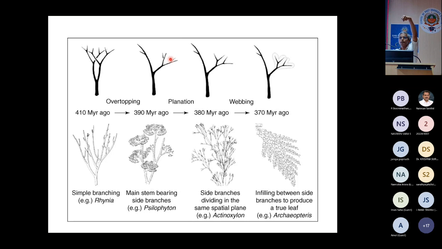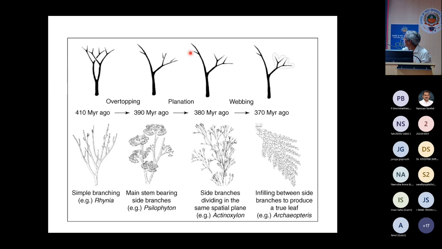Your axillary branch, right? And you know that's true, because when you cut the top, the axillary branch starts coming. This is called overtopping. After the overtopping, what happens is a step called planation. You see these branches? They're in three dimensions, like that. Then all these branches became two dimensional. I'm talking about something which probably happened over hundreds of millions of years. It became two dimensional, called planation.